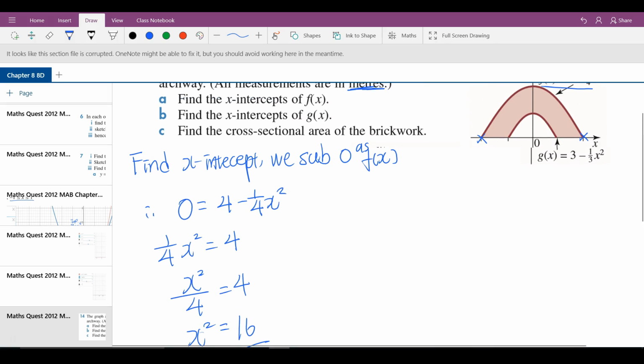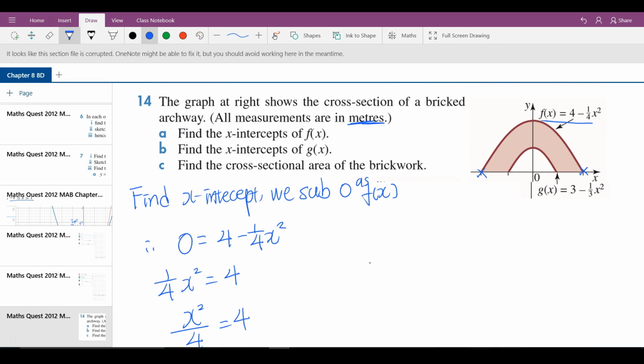So right now we know the coordinates of these two points: negative 4, 0 and 4, 0. Good. That's the first question, find the x-intercept. Done. Second one, find the x-intercept of g of x.